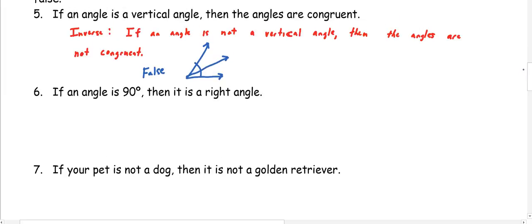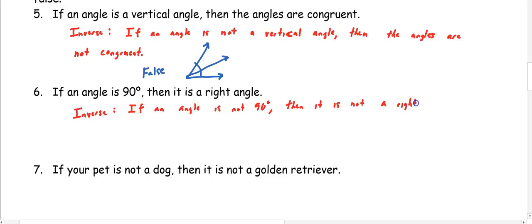Number 6, if an angle is 90 degrees, then it is a right angle. So our inverse, we're going to take the opposite. If an angle is not 90 degrees, then it is not a right angle. This statement is true because the only way you can be 90 degrees is be a right angle. So if you're not 90 degrees, there's no way you can be a right angle.